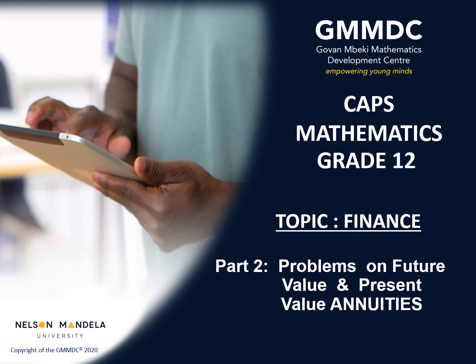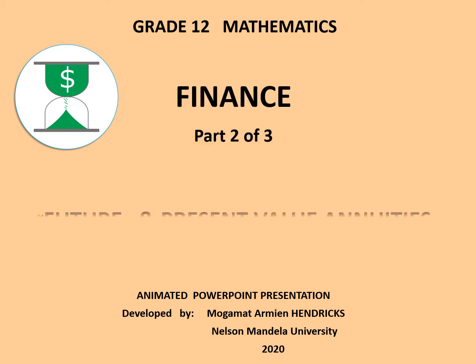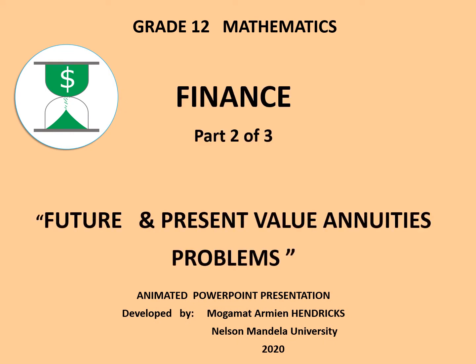This is a continuation of a finance video. It's part 2 of a 3-part series, and in this particular video we're going to look at the problems on future value and present value annuities. Now let's start with part 2, which is future and present value annuity problems. All these problems are CAPS aligned, and some of the examples I've taken out of previous external examination question papers, especially the worksheet at the end.